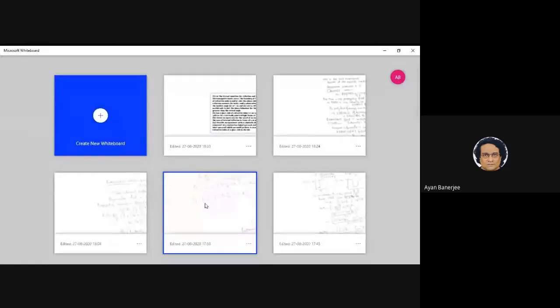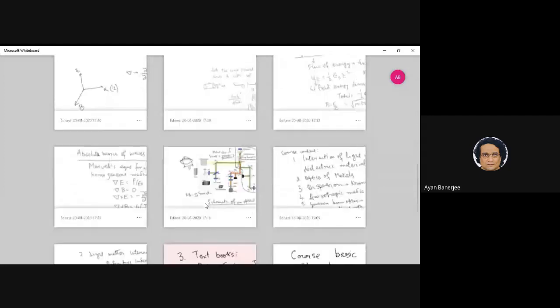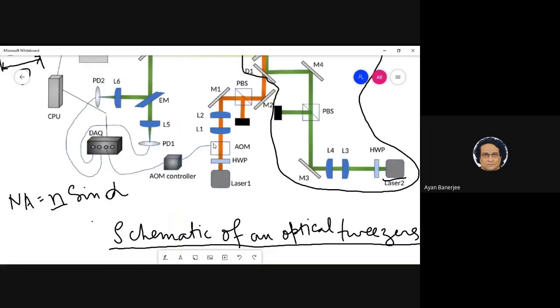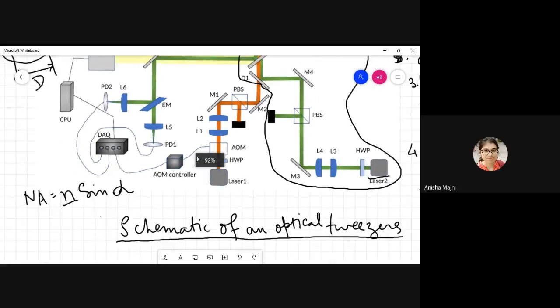Do you see my screen? You see my screen, right? You see my screen? Yes, sir.